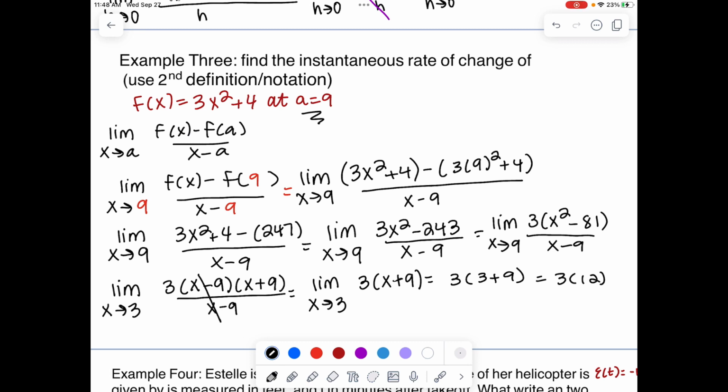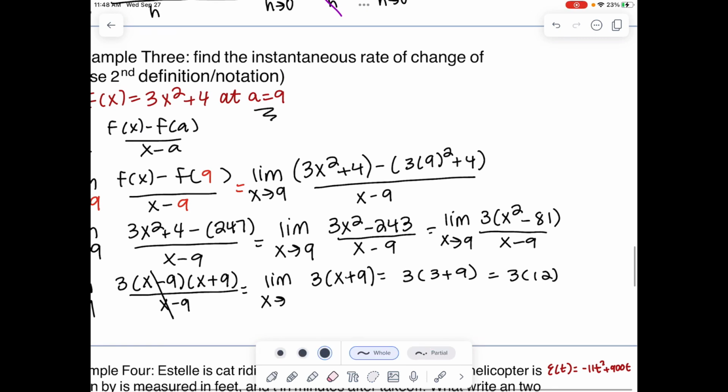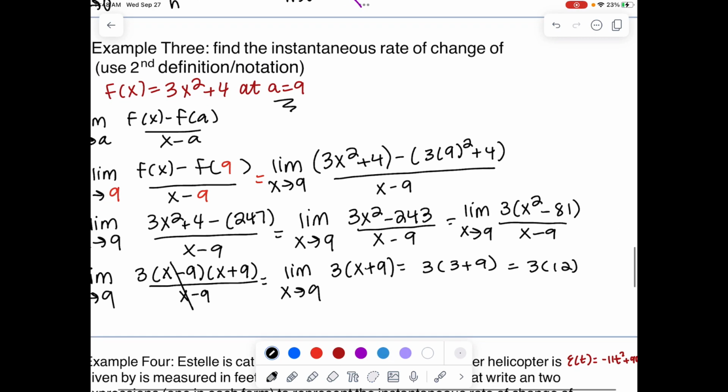oh, sorry, this is a 9. I changed this to a 9. Limit as x approaches 9. So then I can plug in 9 here. Sorry about that. Oops. So I'm plugging in 3 times 9 plus 9, which equals 3 times 18, which is 54. So the average rate of change at 9 of 3x squared plus 4 is 54.